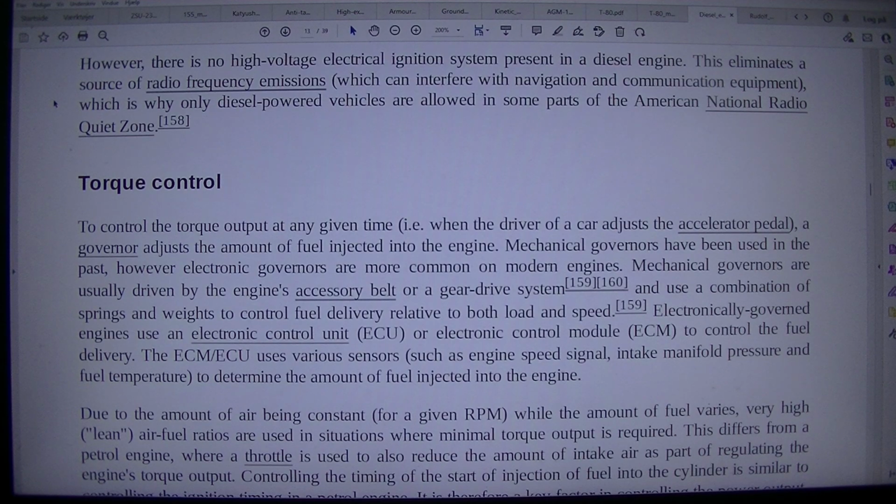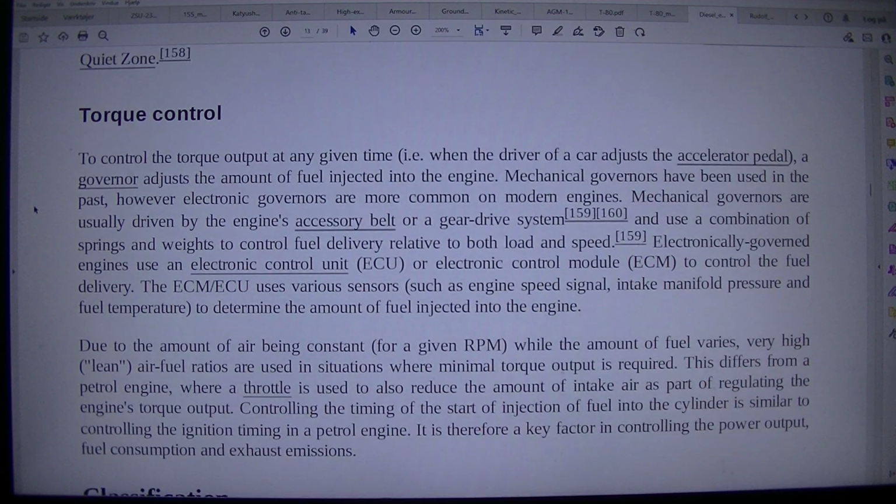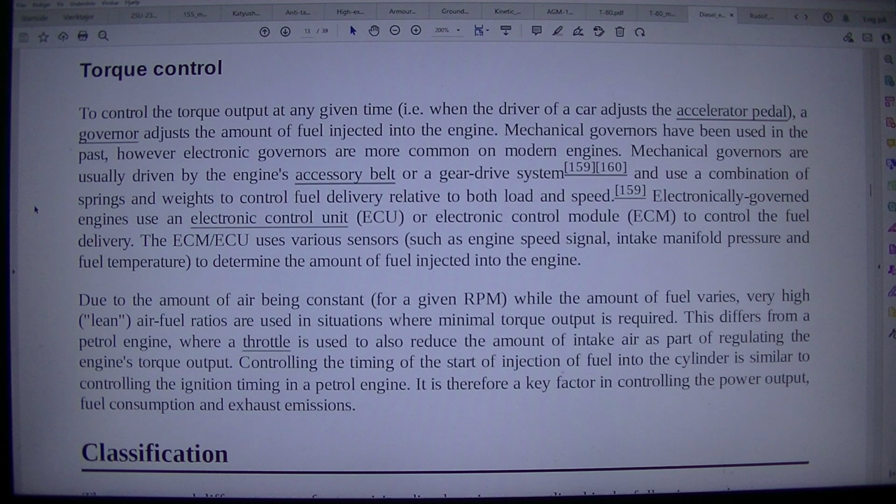Torque control. To control the torque output at any given time, i.e. when the driver of a car adjusts the accelerator pedal, a governor adjusts the amount of fuel injected into the engine. Mechanical governors have been used in the past, however electronic governors are more common on modern engines. Mechanical governors are usually driven by the engine's accessory belt or a gear drive system, and use a combination of springs and weights to control fuel delivery relative to both load and speed.